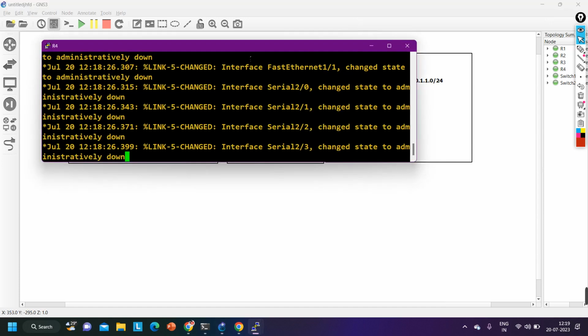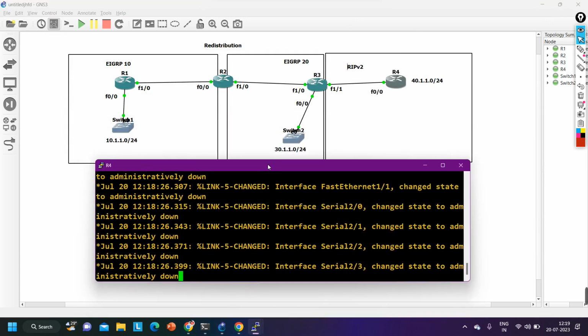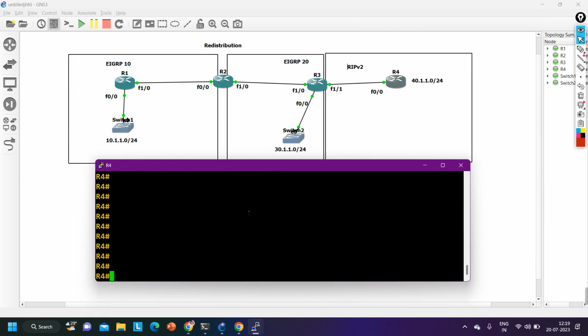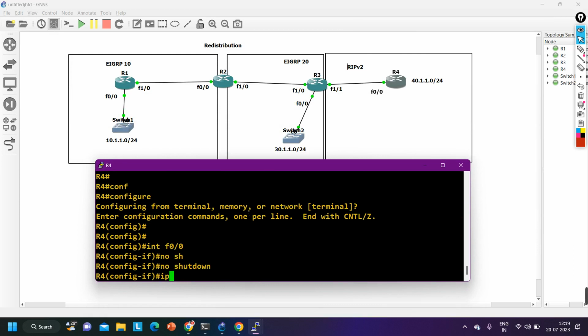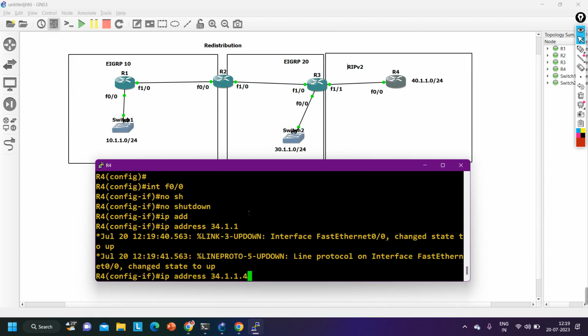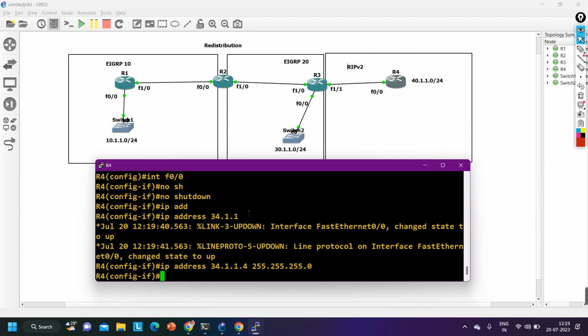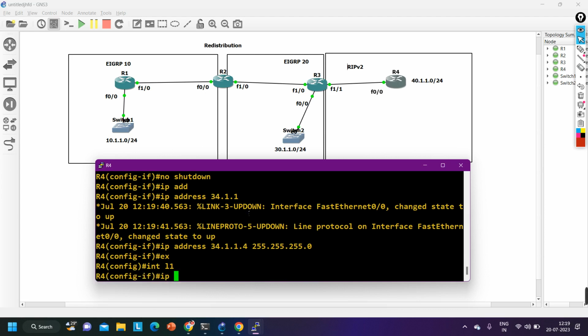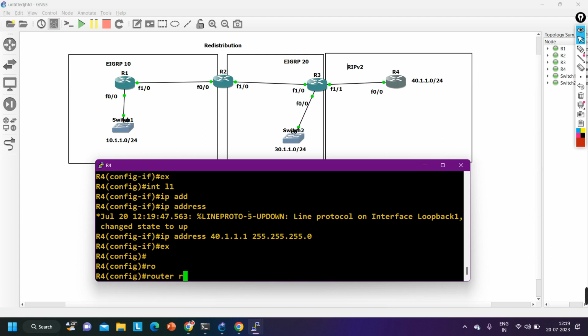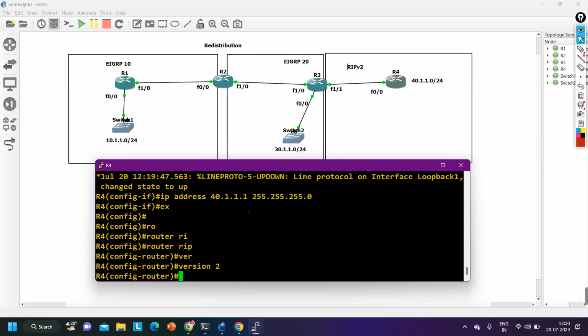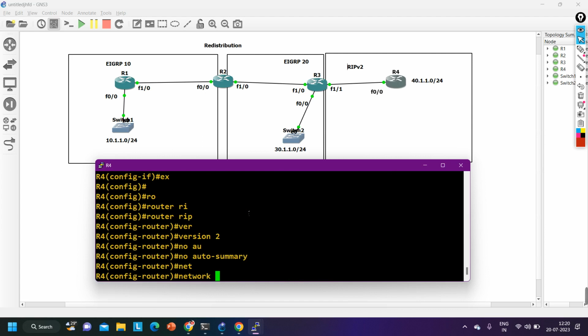Now R4. Config T, interface F0/0, no shut, and IP address is 34.1.1.4 255.255.255.0. Let me create one loopback. Interface loopback 1. IP address is 40.1.1.1 255.255.255.0. Then router RIP, version 2, no auto-summary, and network. Can I run the 0.0.0.0 command here? Yes, because all interfaces of this router belong to the RIP domain only.